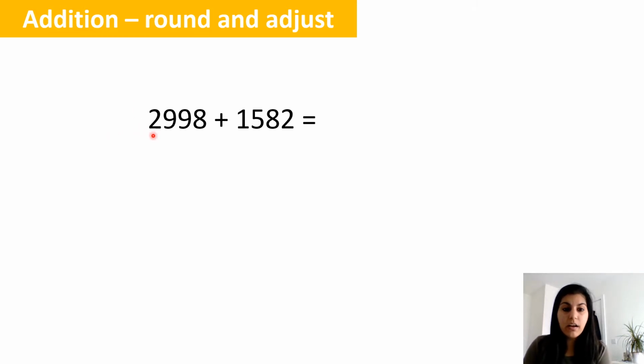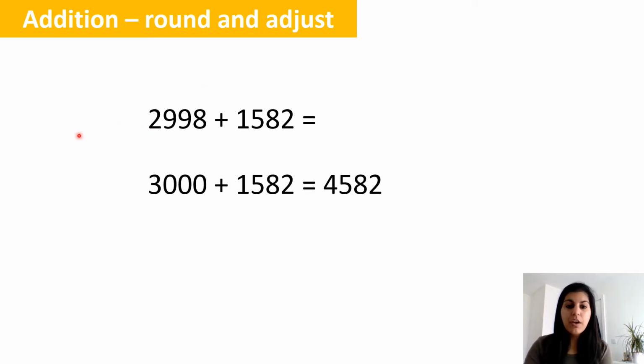So you can see here I've got the number 2,998. And I can see straight away that this number is really close to the number 3,000. So I'm going to round it up to 3,000 for my calculation. So instead of doing 2,998, I'm going to do 3,000 plus 1,582. And I can do that really easily because I'm not adding any hundreds, tens, or ones.